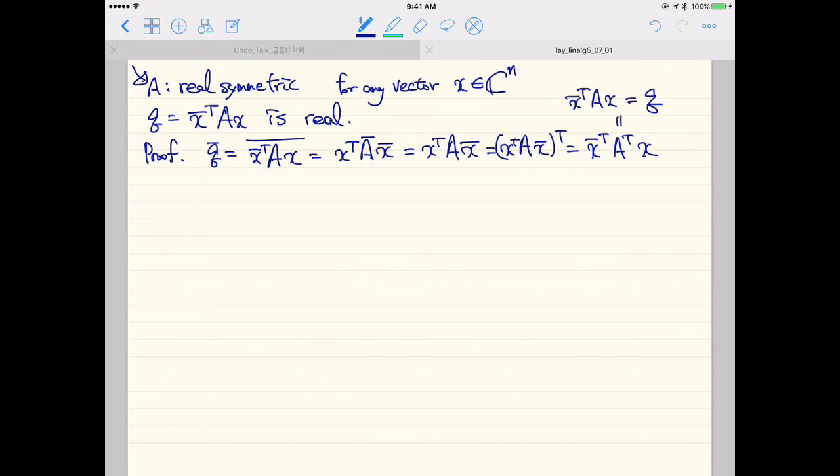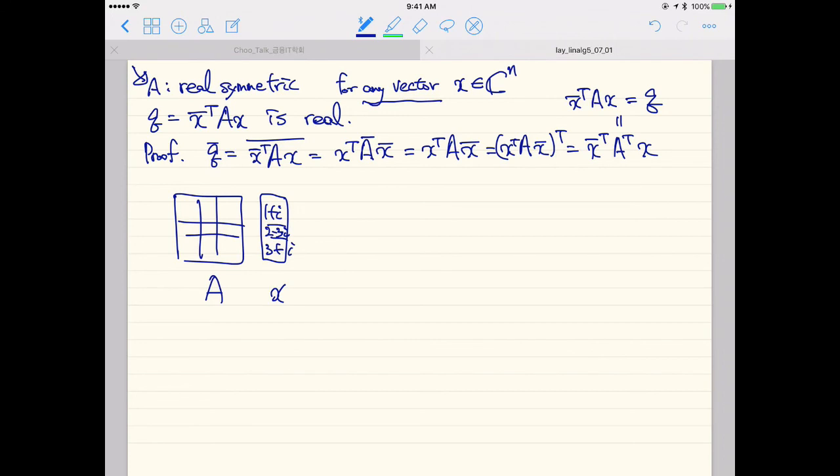Then the first thing that we want to prove is this guy. Let's consider some vector. For example, A is a 3 by 3 real matrix and also symmetric. Let's consider a 3-dimensional vector, but now this vector x is composed of complex numbers. For example, 1 plus i, 2 minus 3i, and 3 plus i. It can be one example of a complex-valued vector.